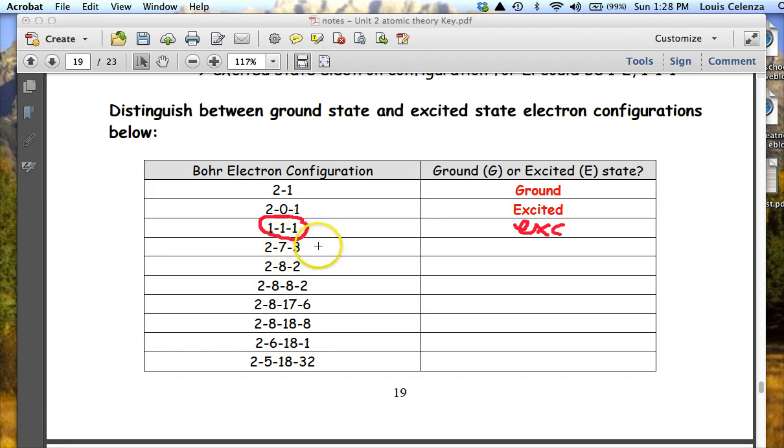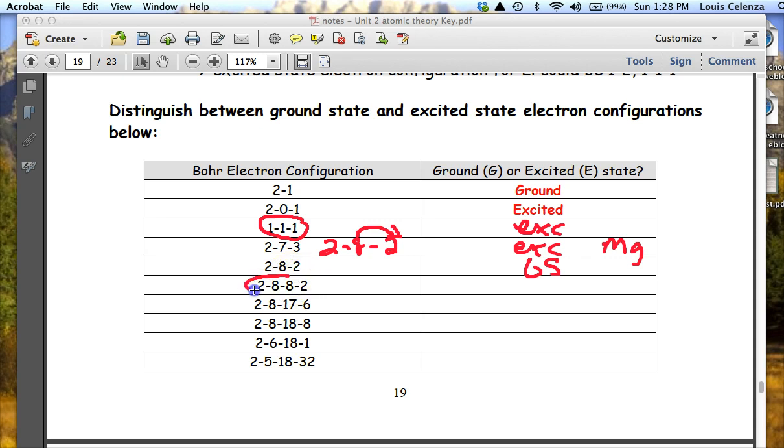Now, let's take a look at 2-7-3. Nowhere on the periodic table is there 2-7-3. The closest to that would be 2-8-2. If one of these electrons jumps to the third level, that would make it 2-7-3. So this is in the excited state. And that happens to be magnesium in the excited state. 2-8-2, well, that is magnesium, so that's in the ground state.